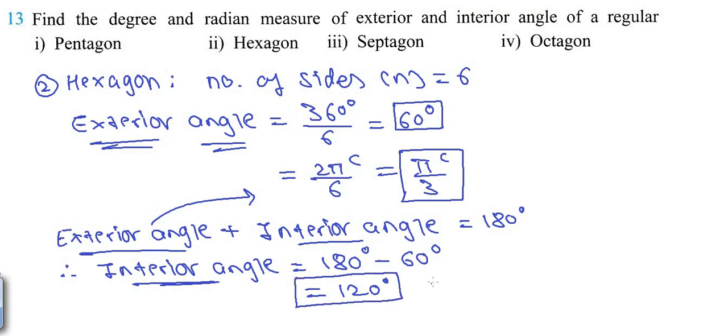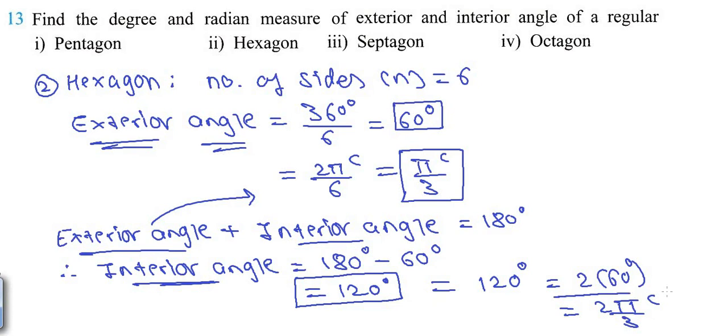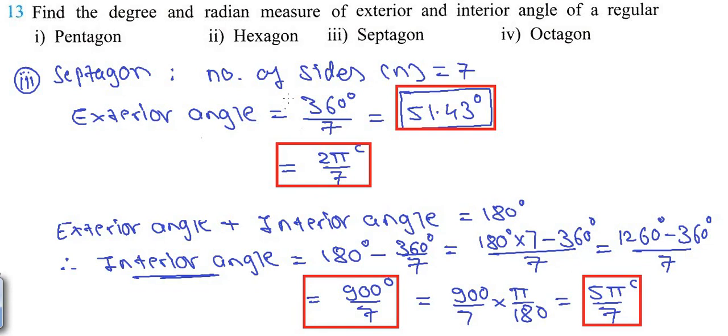Let us convert this into radian measure. We can write 120 degree as 2 into 60 degree, and we have found 60 degree over here, pi by 3 radian. So this is equal to 2 into pi by 3 radian, that is 2 pi by 3 radian. So these are the values of interior angle in terms of radian measure and in terms of degree measure as 120 degree. Next is septagon.